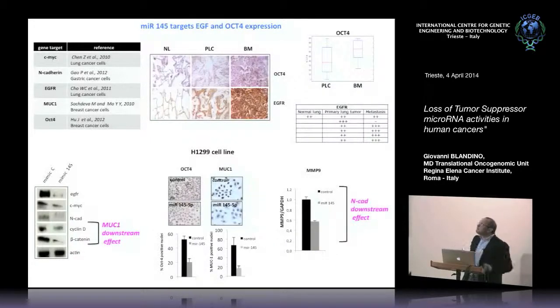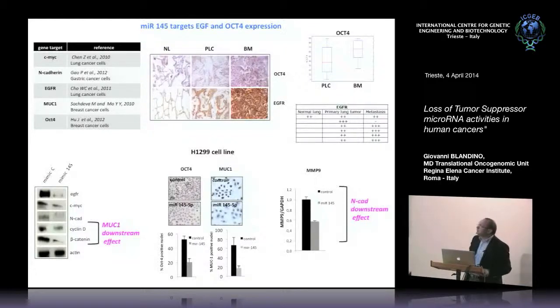Of course, if we will be able to discover targets that are not modulated or altered in the primary lung tumors, but are modulated, altered only in the brain metastasis, that will for sure give much more support to the idea that 145 is not only a tumor suppressor microRNA, but is also an inhibitor of metastasis, and the loss of 145 is a promoter.